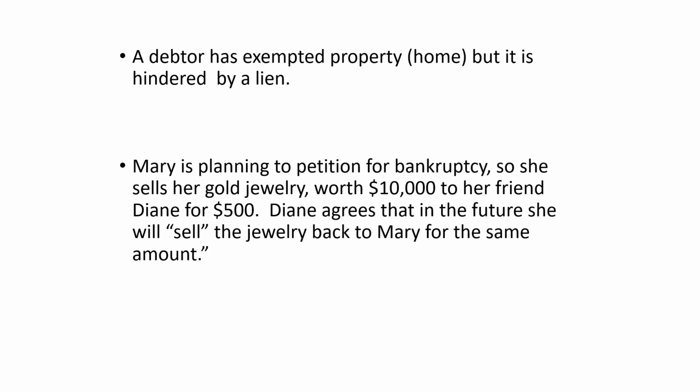So let's say a debtor has an exempt home property. We're going to talk about what's exempt property, but a home is very likely to be an exempt property. But let's say it's hindered by a mechanics lien. The trustee can void that lien in favor of the debtor. Let's say Mary's planning to petition for bankruptcy, so she sells her gold jewelry worth $10,000 to her friend Diane for $500. Diane agrees that in the future she will sell the jewelry back to Mary for the same amount. Well, the trustee might think that's a fraudulent transfer and cancel it and demand that jewelry to be returned.